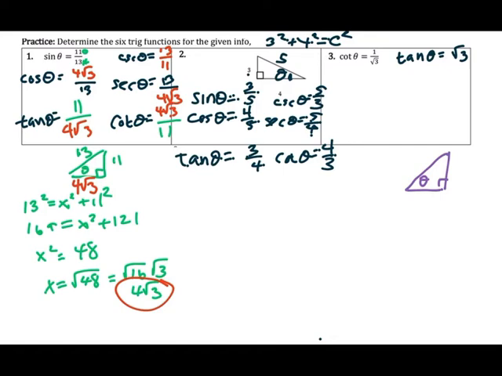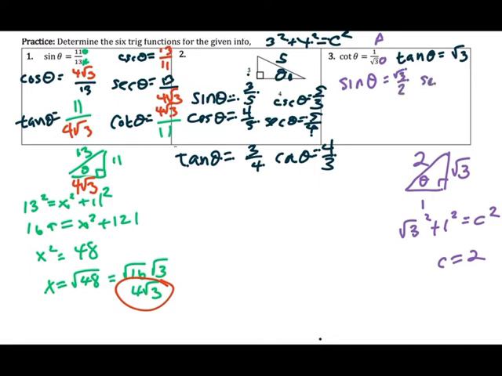Cotangent is adjacent over opposite. So adjacent is 1 and opposite is the square root of 3. And we can find the hypotenuse using the Pythagorean Theorem. And that's going to give me that c is 2. So sine of theta, opposite, root 3 over 2, which means that cosecant of theta is 2 over root 3, and I don't need you to rationalize there. We haven't found cosine yet, which is going to be 1 over 2, which means that secant of theta is going to be 2 over 1, or just 2.